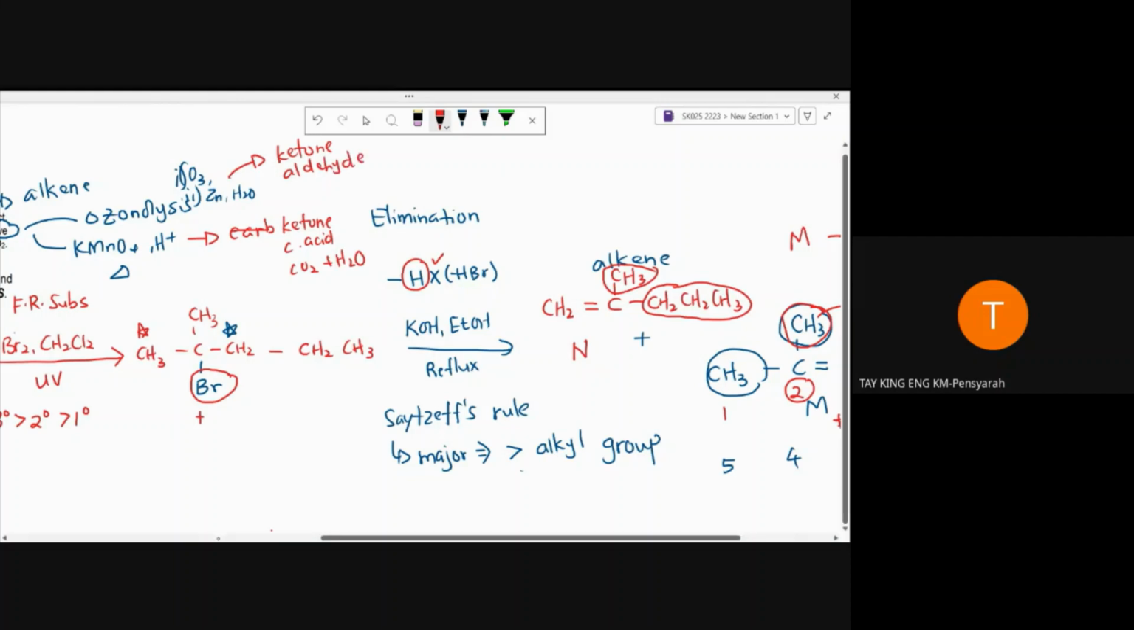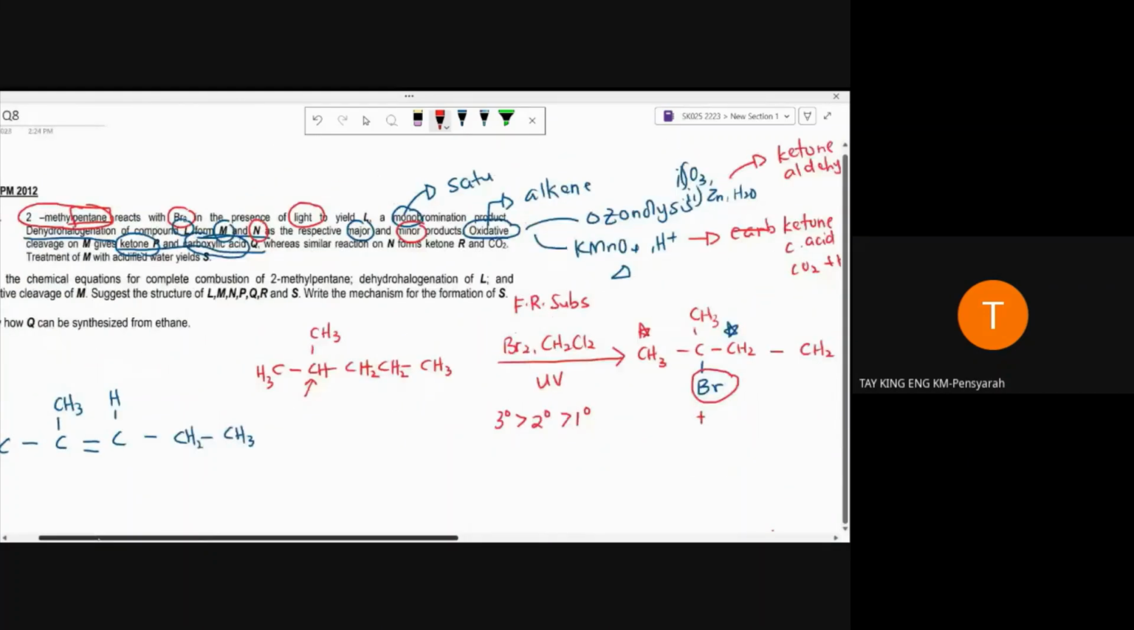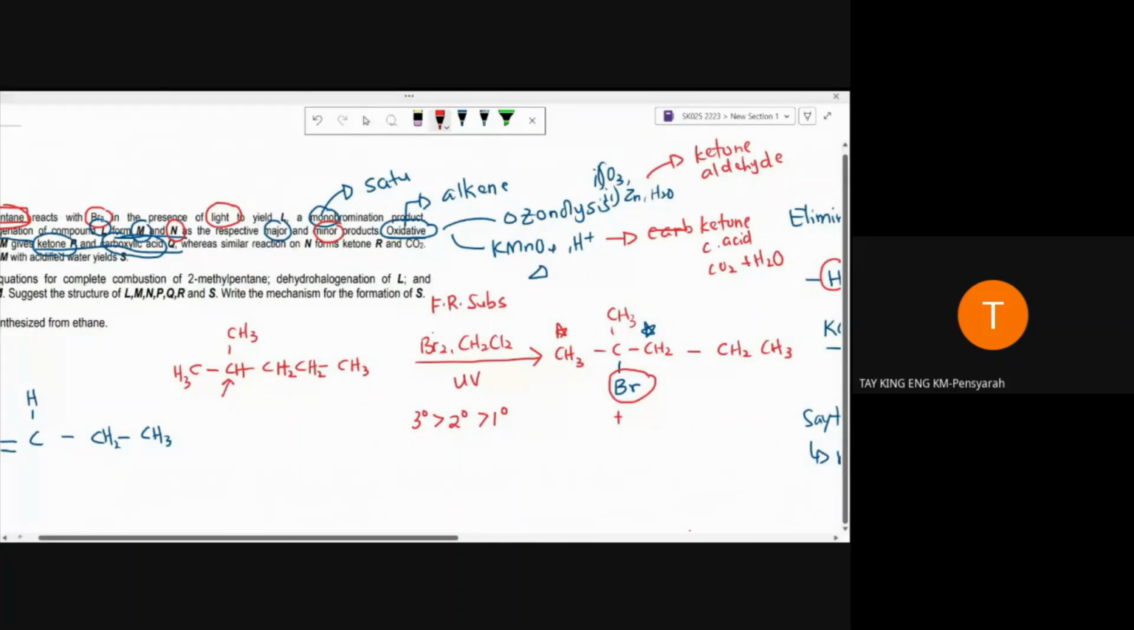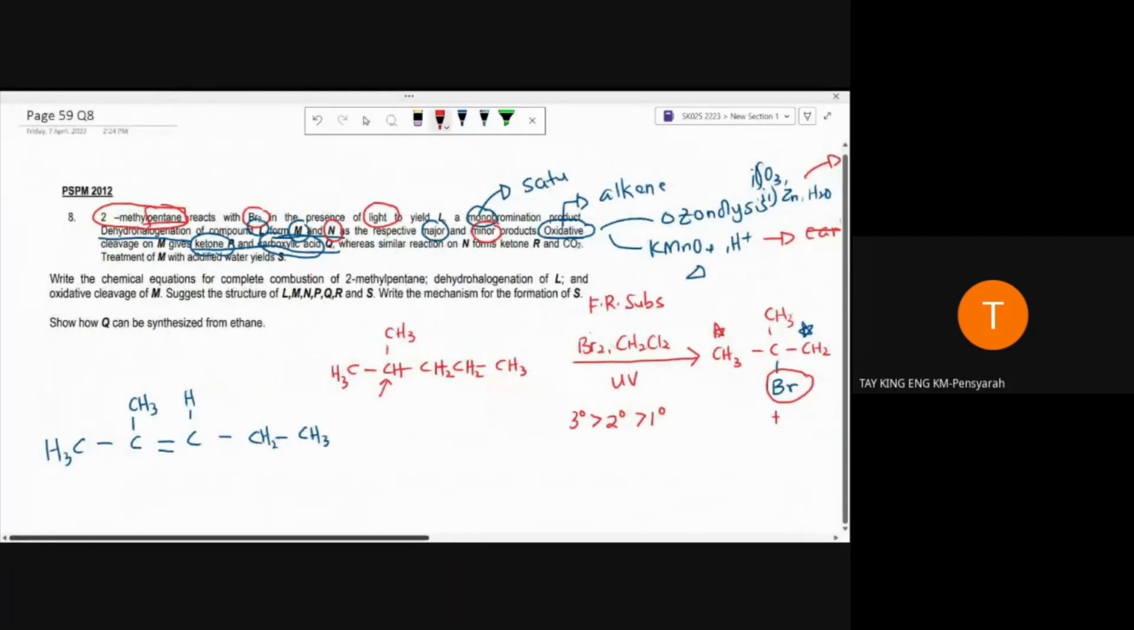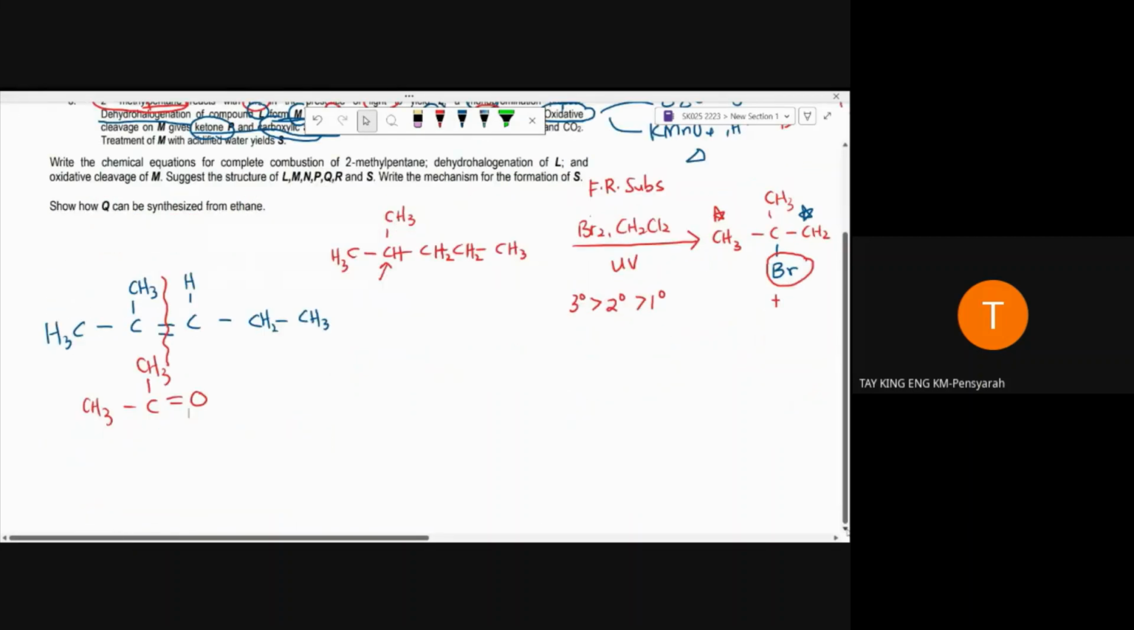Okay. So dari sini roughly kita sudah ada idea. Oxidative ini rujuk kepada KMnO4. So break the double bond, lepas tu CH3, double bond, kita hanya letak oksigen. So after we add in the oxygen, carbon double bond ini tak ada hydrogen, maka ini adalah keton P.